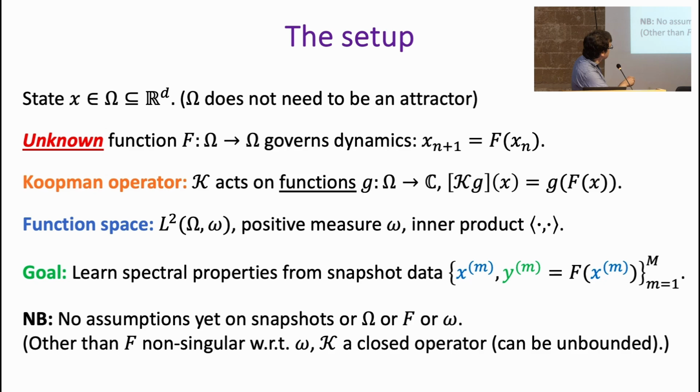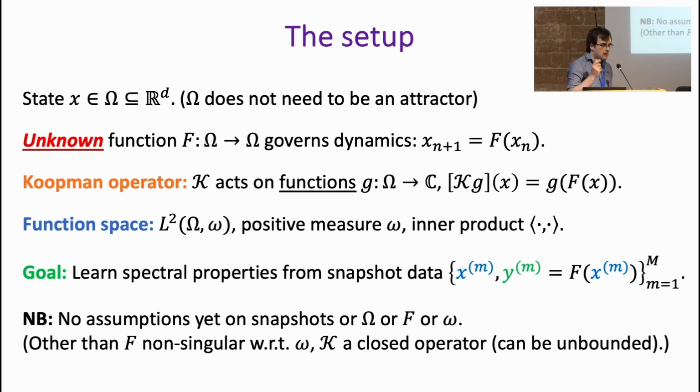I'm going to look at the function space of L2 functions with respect to small omega, some positive measure. It need not be finite, so it could be Lebesgue measure on something non-compact. And then this is going to have an associated inner product. And my goal is to compute spectral properties of this Koopman operator from snapshot data. So that's a bunch of points, x and y, where y is one time step forward.